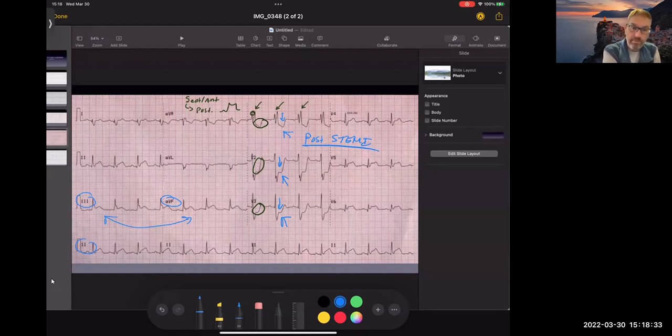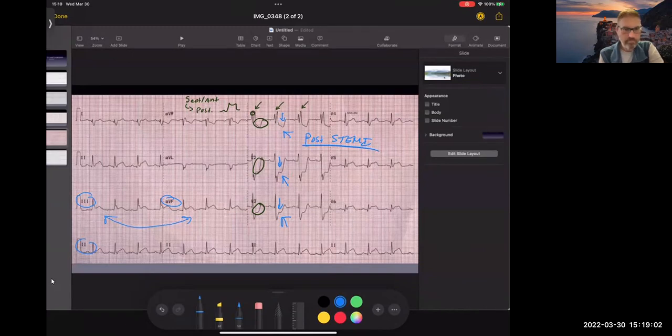In fact, I would feel pretty comfortable calling this a posterior STEMI without doing posterior leads, just because both the inferior and the lateral walls are taking a hit. So the two major supplies of blood, the right coronary artery and the circumflex, are involved here.